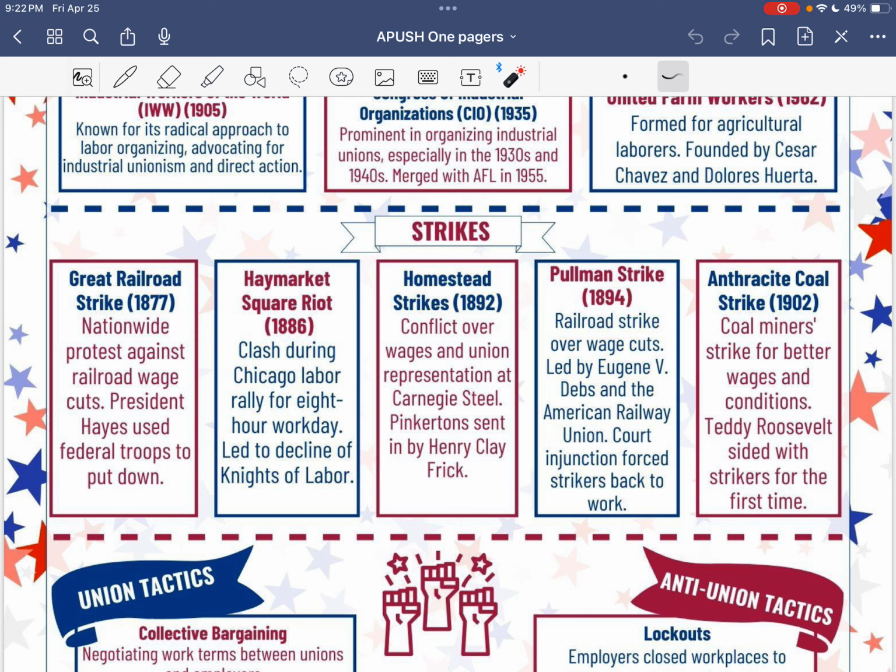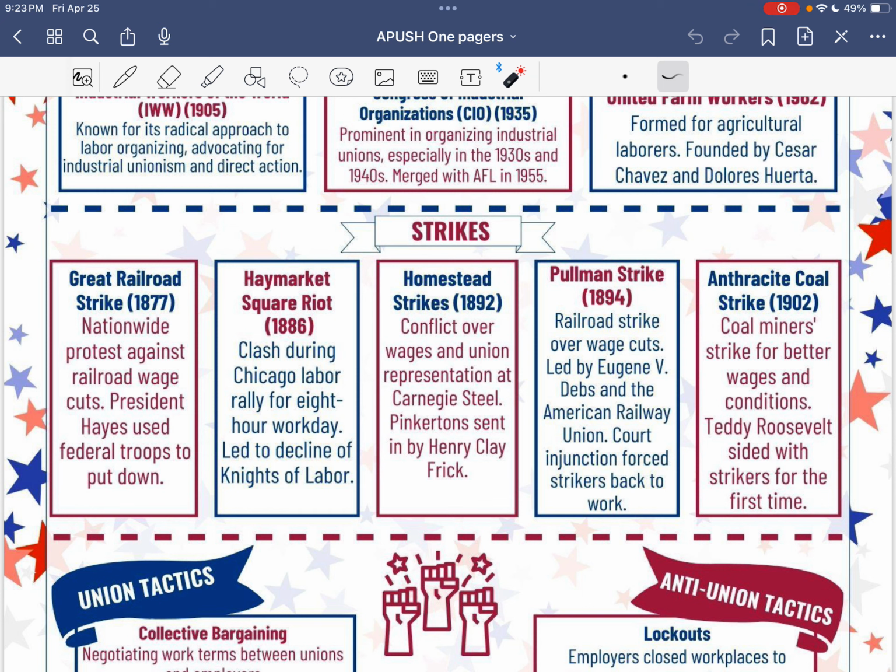So the bombing and the police shooting and just mass chaos, and there was death of some police officers and civilians, and it led to this stamp on the face of the Knights of Labor that they use violent tactics, almost like they planned it to be that way. And so labor unions will get a bad reputation because of the Haymarket Square riot.